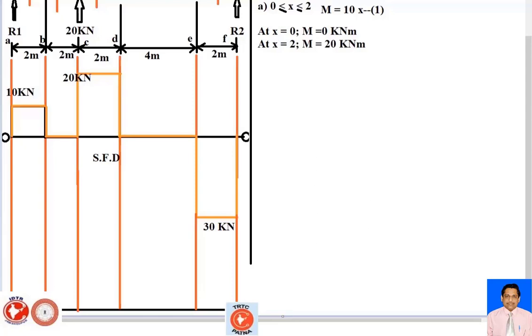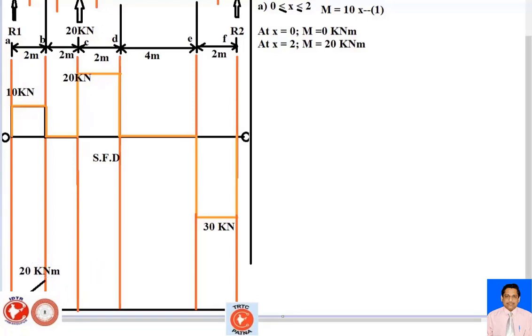So here at point A your bending moment is 0, but at point B your bending moment is 20 kilonewton meter. So just draw a line from here to here. This is 0 and this point is our 20 kilonewton meter, from point A to B.